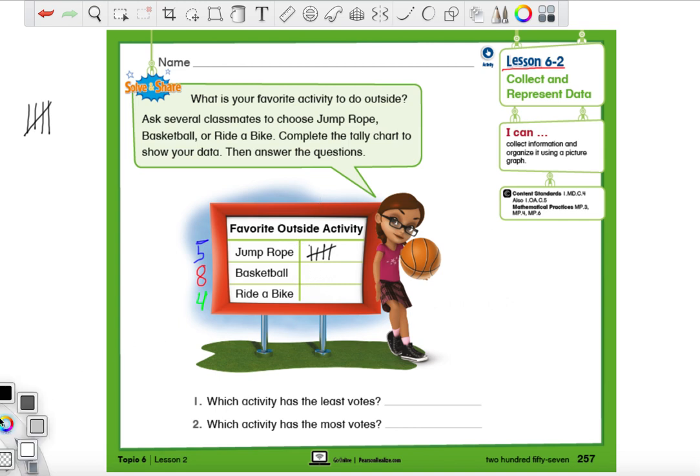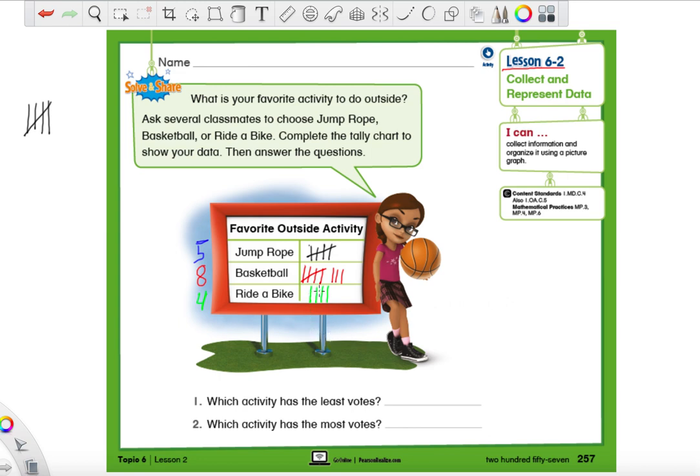Now for our basketball, we need to show 8. So we just count as we draw, that's it. 1, 2, 3, 4. Now when we do 5, we go across. And then we start fresh. 6, 7, and 8. Okay, I have 8 tally marks. Now let's try riding a bike. Okay, we just have 4. All right, so yours should look like this. 1, 2, 3, and 4.